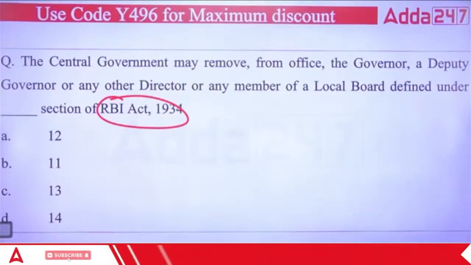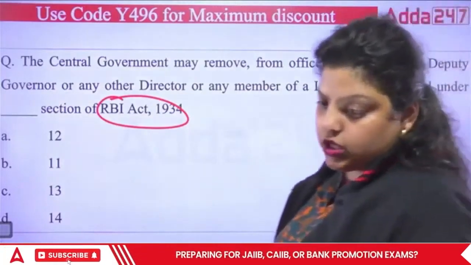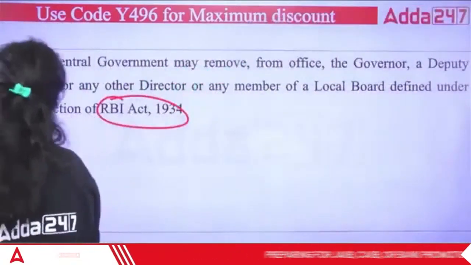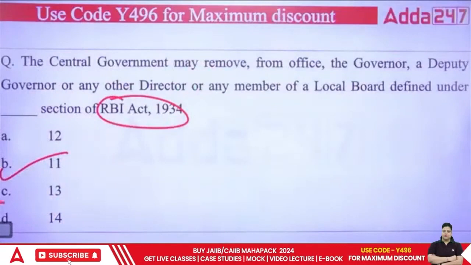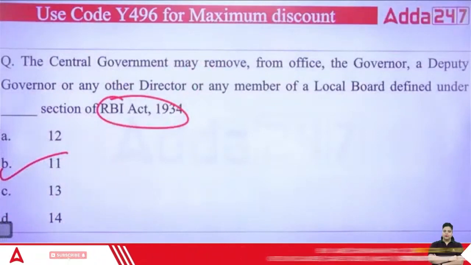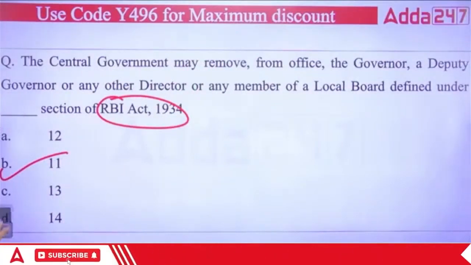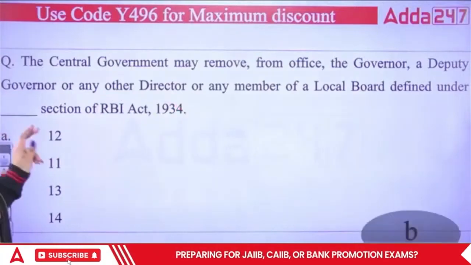Okay, so the right answer is Section 11. Under Section 11, the government is allowed to remove the members of the Central Board of RBI whenever it wants. So the right answer is B.